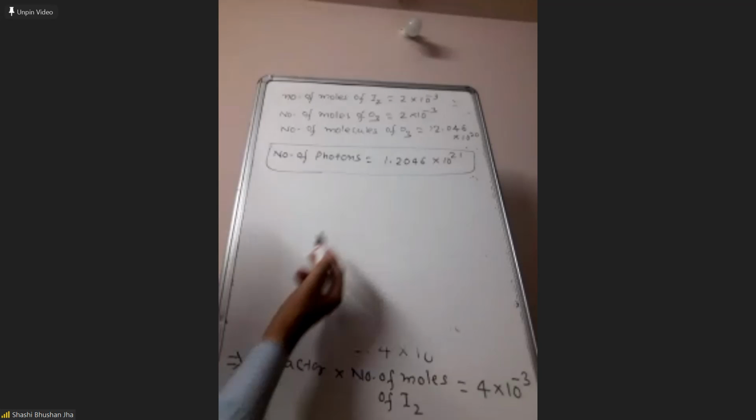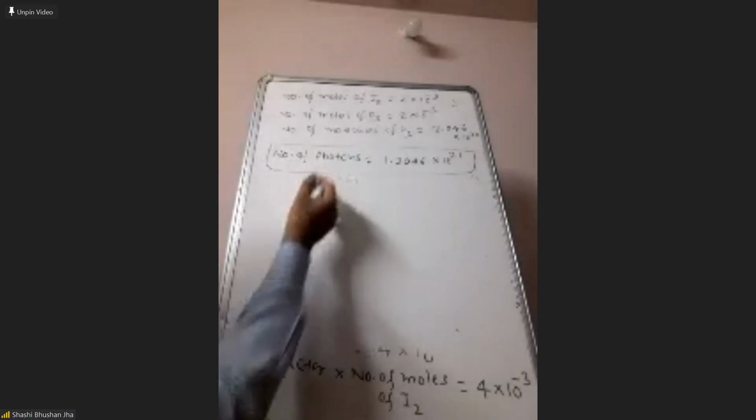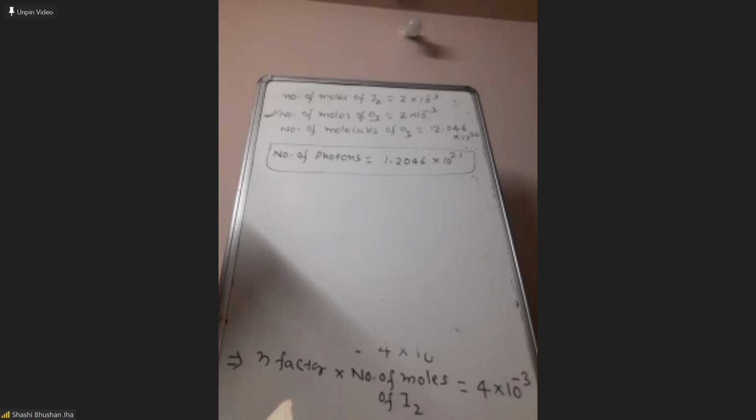Now see here, you got the number of moles of ozone, 2 into 10 to the power minus 3. Read the first line. There is a mixture of oxygen and ozone and its volume is 1 liter at STP. From here, can you calculate the total number of moles of oxygen and ozone in the mixture? It can be very easily calculated.